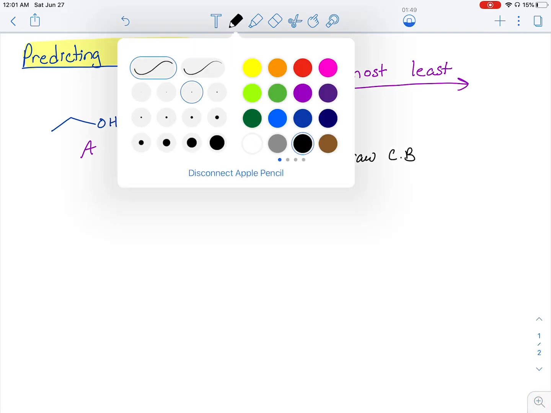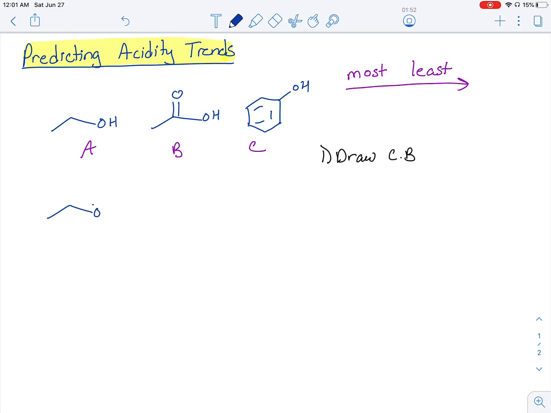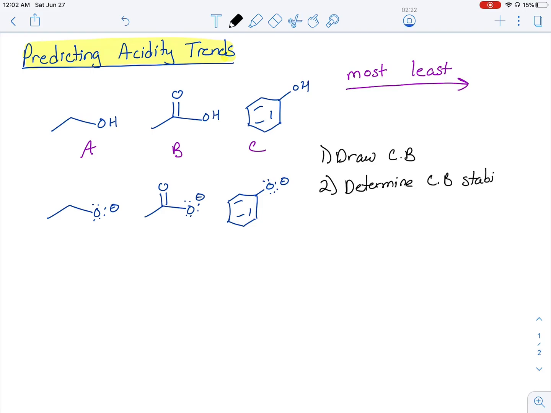If we did that, the conjugate base for this alcohol is this negatively charged oxygen here. The conjugate base for this carboxylic acid is this here, and this is the conjugate base of phenol. All right, so that's the first step: draw the conjugate bases for all the molecules. The next thing we need to do is determine conjugate base stability, because the more stable the conjugate base, the more acidic the molecule. It's not going to lose a proton unless it's stable when it does so.